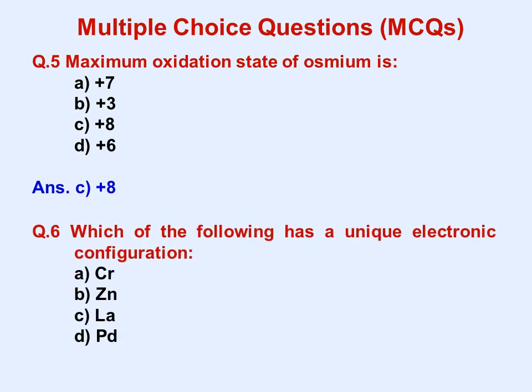Next question is question number 6. Which of the following has a unique electronic configuration? Chromium, zinc, lanthanum or palladium? The answer will be palladium. Why? Because unlike nickel, it contains d10 s0 configuration. It is supposed to have d8 s2 configuration, but it attains d10 s0 configuration to attain extra stability. That's why the right option will be palladium.